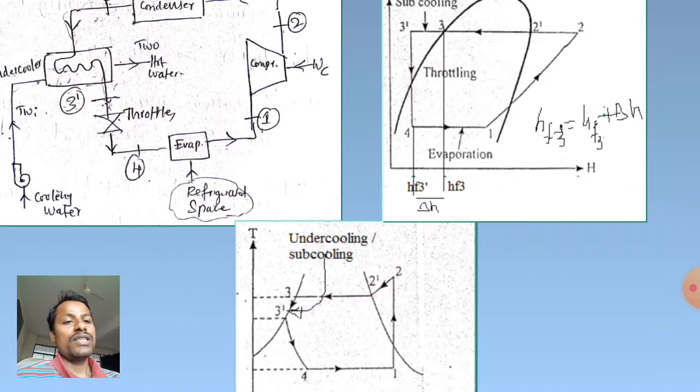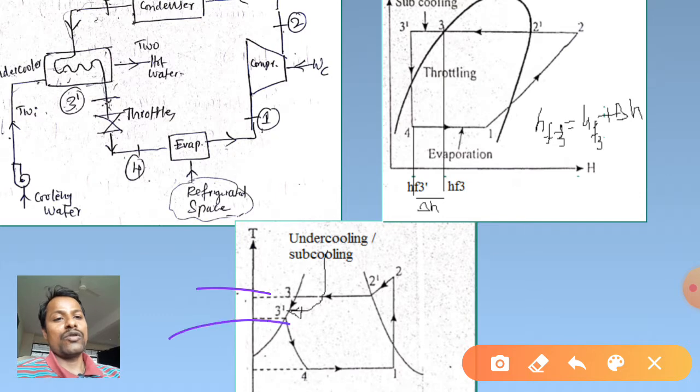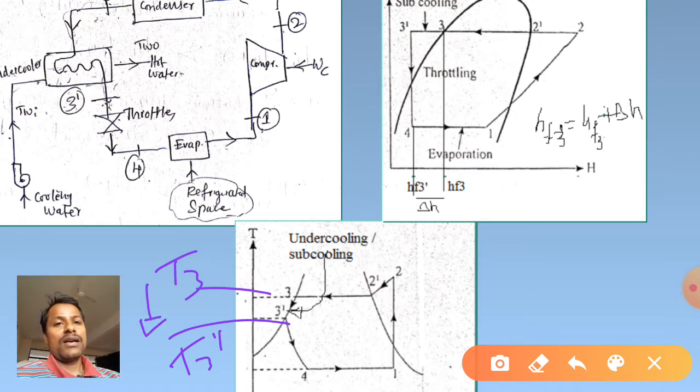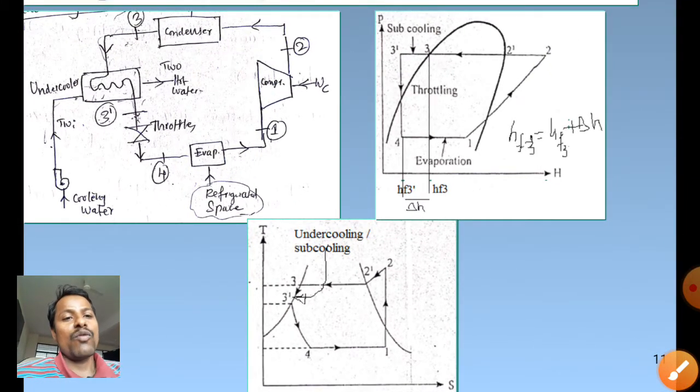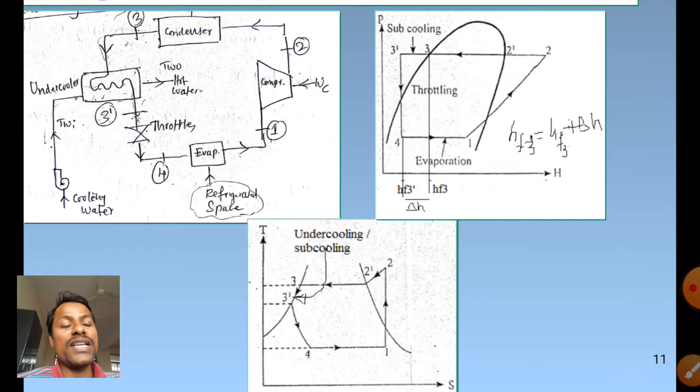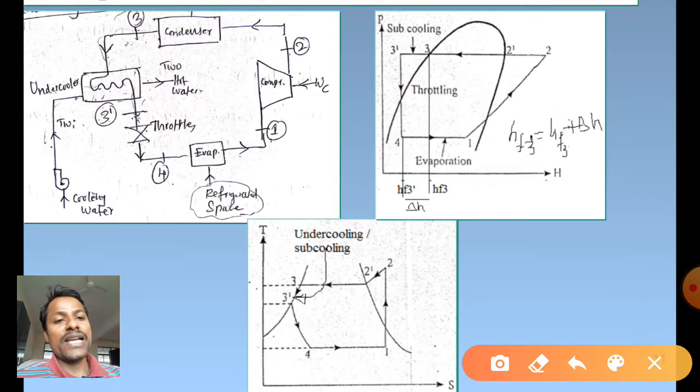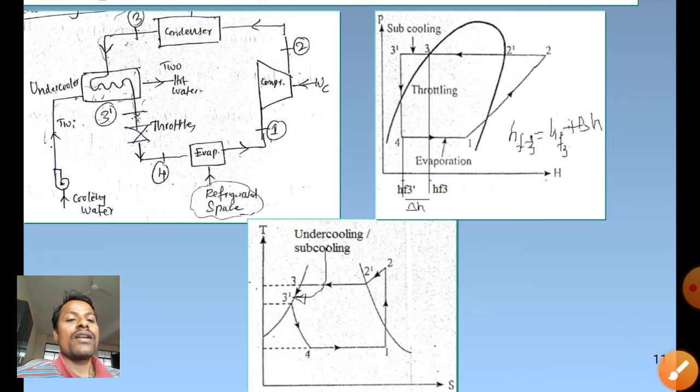we are cooling it in the heat exchanger from 3 to 3 dash, that is T3 to T3 dash, it is cooled in the undercooler device, that is the heat exchanger. This process is called undercooling. Why are we decreasing temperature? If we decrease the temperature, the refrigerant enhances its capacity to absorb more heat energy from the evaporator. So 3 to 3 dash it decreases, but it is in saturated liquid condition only.